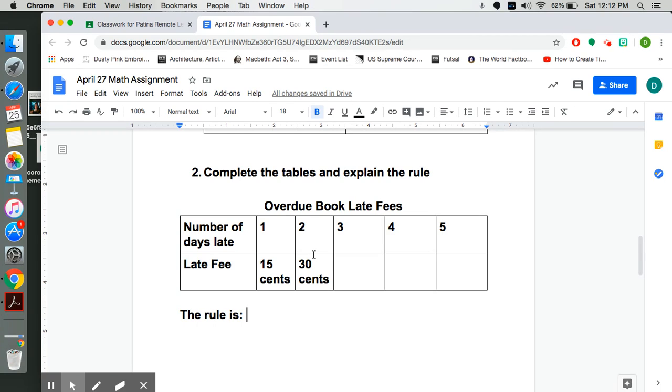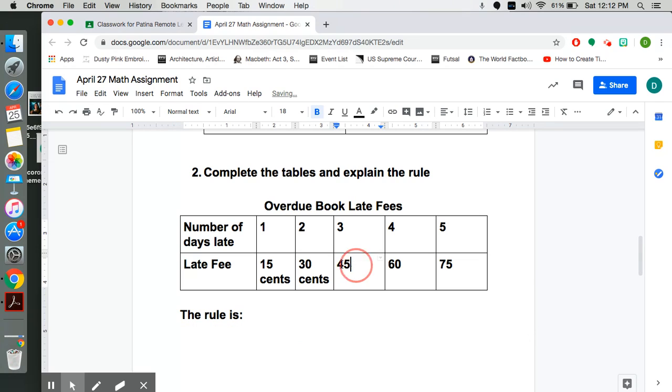All right, if you did not pause the video, hopefully your answer is 15 because 15 plus 15 would be 30. So to get this next one, I'm gonna have to add 15 every time. So 30 plus 15 would be 45. 45 plus 15 would be 60. 60 plus 15 is 75. So I completed the table. Now I have to say what the rule is. And the rule was to add what every time? 15. 15 cents every time your book was late. Okay? So that is how you would do that.